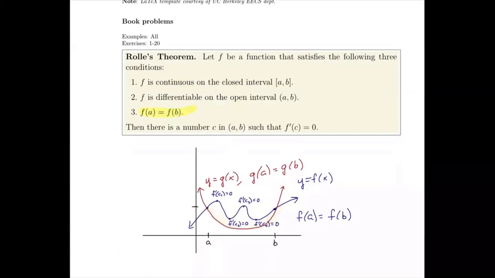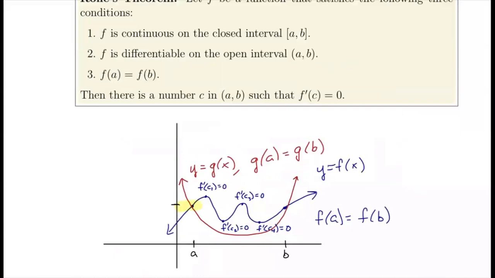The third condition is that f of a is equal to f of b. Now, this isn't drawn very well, but this intersection point is supposed to be at the same height as the one on the left. So this and this are at the same height. In other words, f of a is equal to f of b. Same thing for g: g of a is equal to g of b. So we start and finish at the same y value at the ends of this interval.